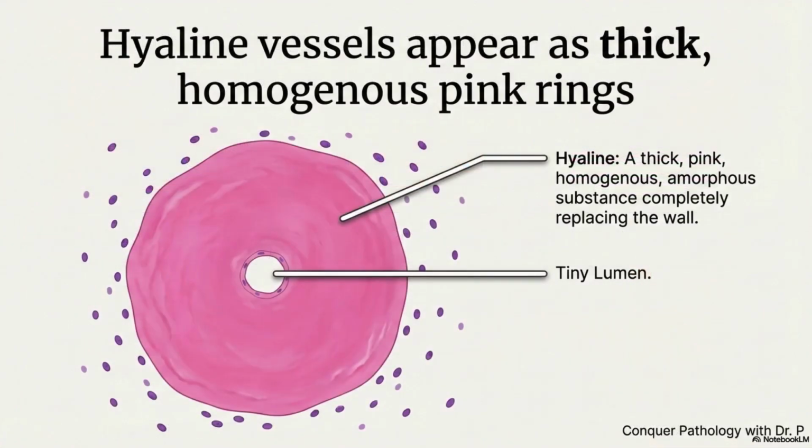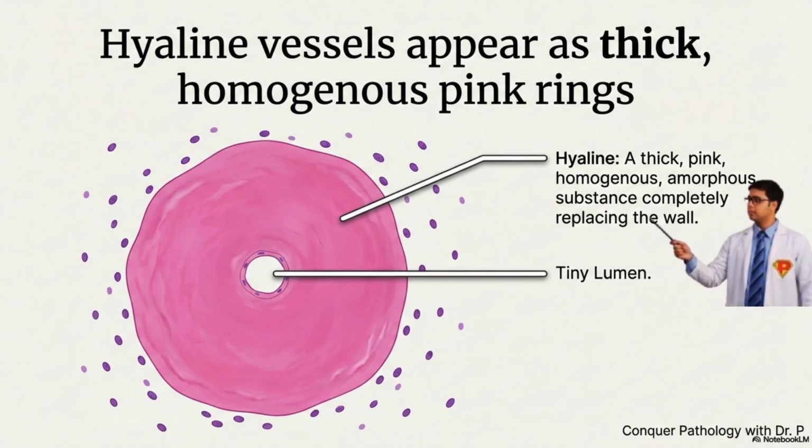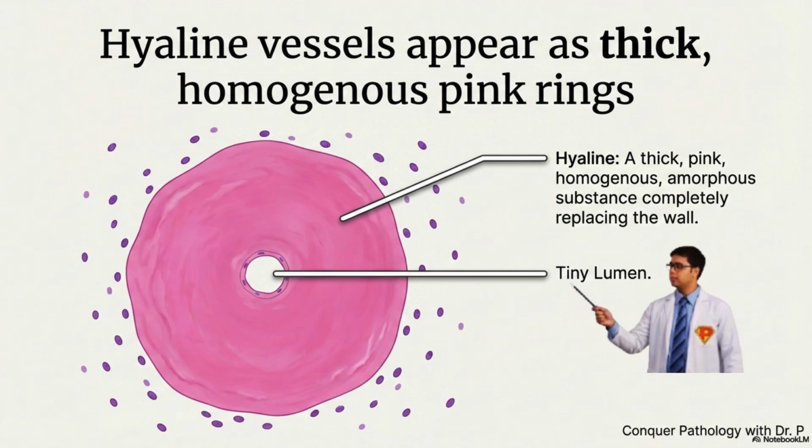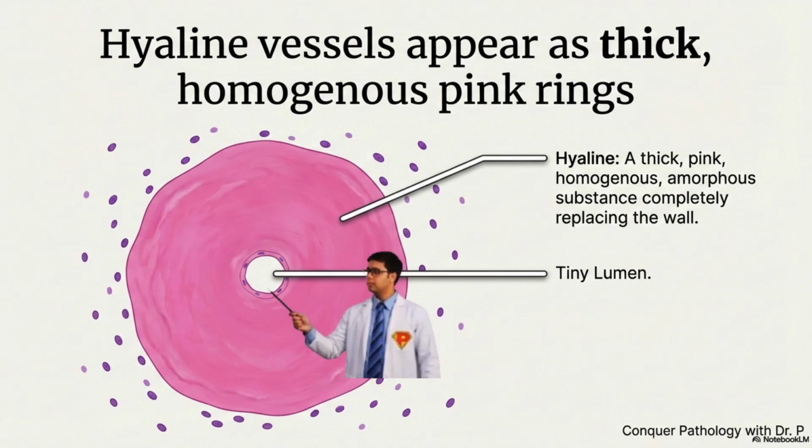When we look at this under the microscope, what do we see? Hyaline vessels appear as thick homogeneous pink rings. As the slide defines it, hyaline is a thick pink homogeneous amorphous substance completely replacing the wall. Because the wall gets so thick, it results in a tiny lumen. The pipe is practically choked off.